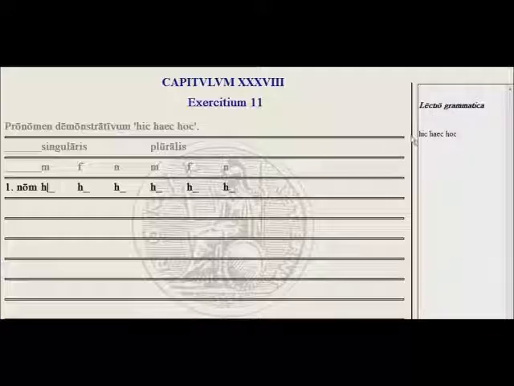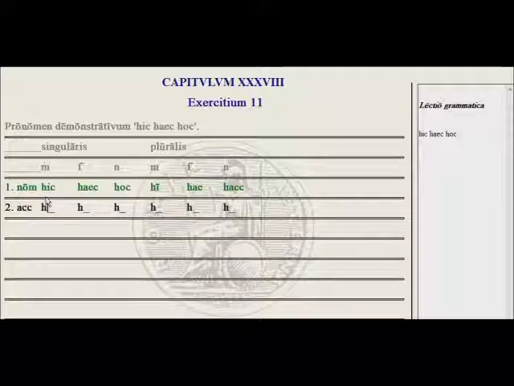So here we have practice with the chart for hic, haec, hoc. The demonstrative pronoun, this and that, hic, haec, hoc, singular and plural. We're going to go horizontally across the chart here. In the nominative case, masculine, hic, feminine, haec, neuter, hoc. And then the plural, hi, these guys, or these masculine things. And then hae, these feminine things. And then haec, these neuter things.